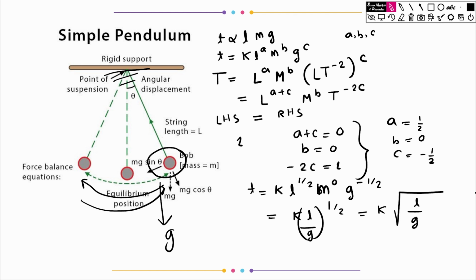Thus, by dimension analysis, we can deduce that the time period of a simple pendulum is independent of its mass and is proportional to the square root of the length of the pendulum and inversely proportional to the square root of acceleration due to gravity at the place of observation.